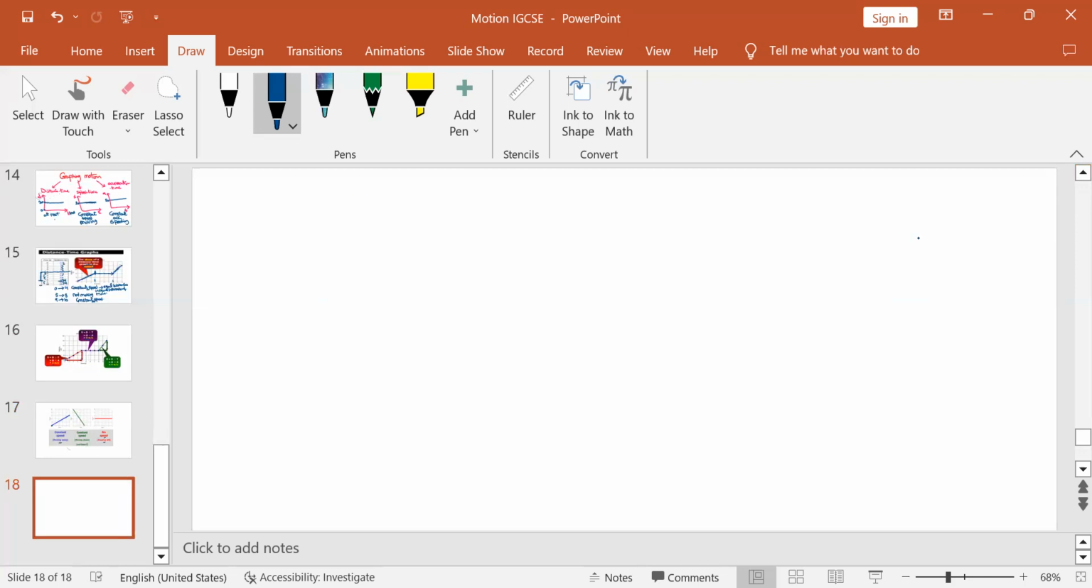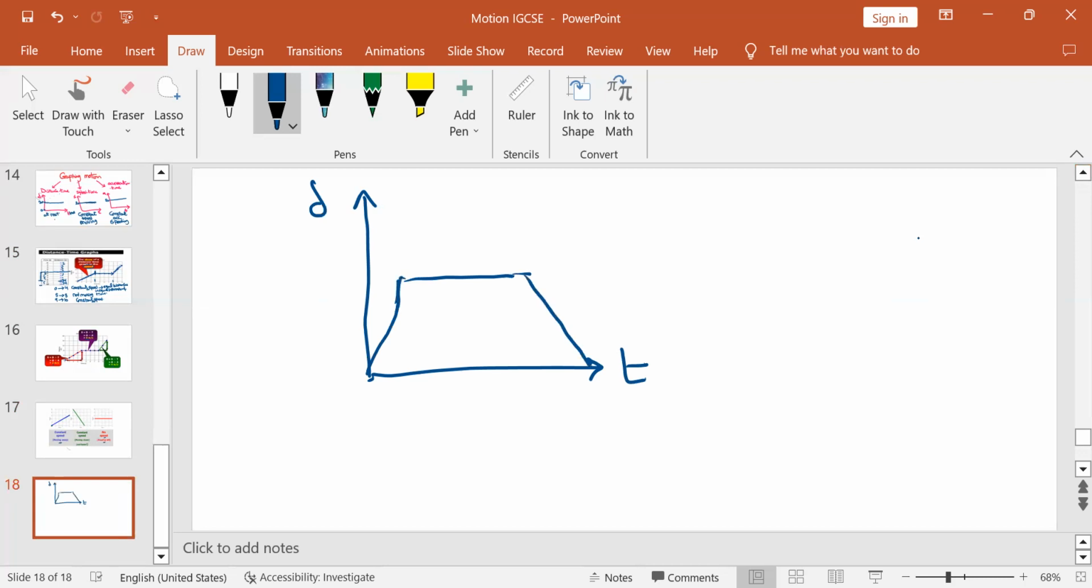And here, I'm going to give you a graph. I'll ask you to describe it. We'll say here this is section A, B, C. Can you describe the motion in section A?